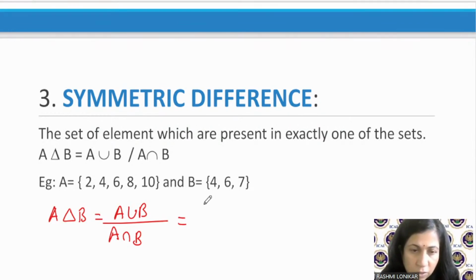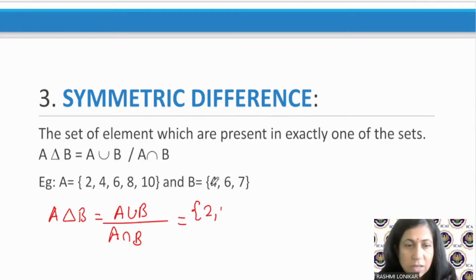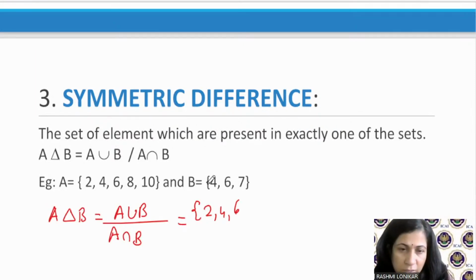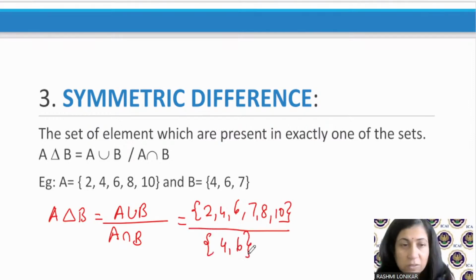I will write down all the elements of set A, 2, 4, 6. But then 7 is here. So I will write down 7, 8, 10. And what are the elements of A intersection B? 4 and 6. Okay. So what will be the symmetric difference?